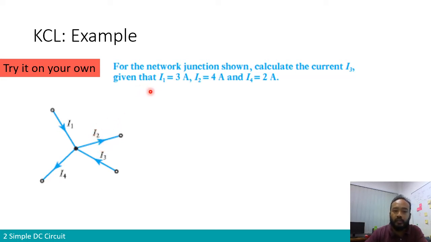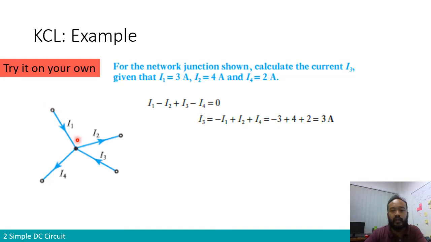Okay, so let's say I1 equals 3 amps, I2 equals 4 amps, and I4 equals 2 amps. What you need to do first is identify the direction. Let's say we're going to consider the direction that gets into the node.